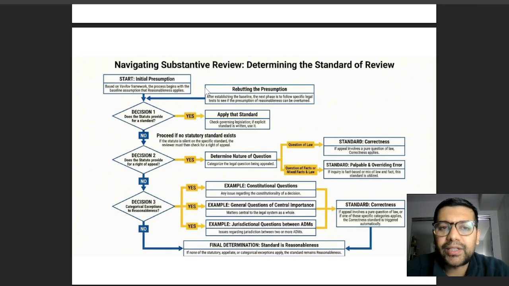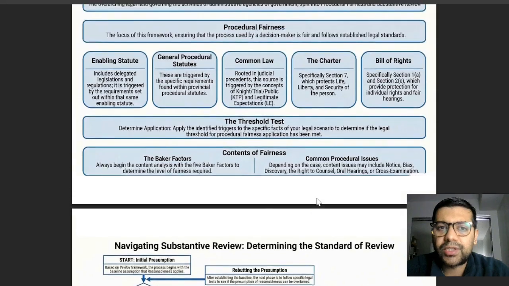You do not have all the time in the world to go back and keep on writing again and again what are the steps that you need to follow when you are doing the standard of review analysis for a particular situation. In that scenario, you can just open this up and see where this is moving to and then reach your conclusion here.